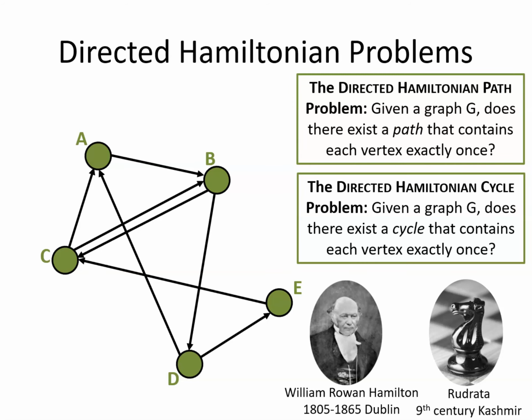This is quite similar to the directed Hamiltonian cycle problem, except instead of looking for something that starts and ends in the same place, we want to visit every single vertex exactly once, but we're okay ending without revisiting our starting node. Obviously, if you have a Hamiltonian cycle, you can turn that into a Hamiltonian path by dropping that last edge that you would take.